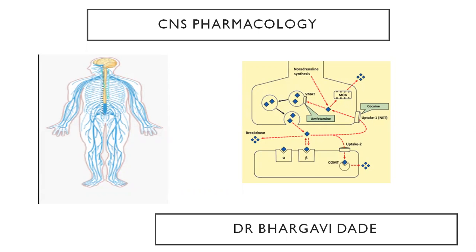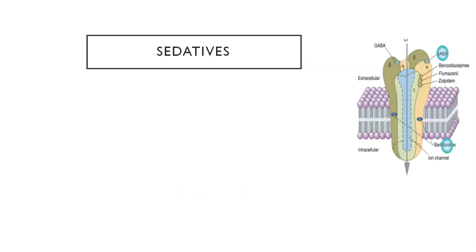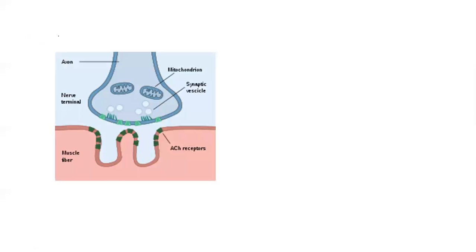Today I'm going to talk about CNS pharmacology, which includes sedatives and hypnotics, a little bit about antipsychotics and antidepressants. Before I begin my presentation, I want to talk about GABA, which is an inhibitory neurotransmitter. Let me tell you why we need to know about GABA. For that, let me just show you a diagram.